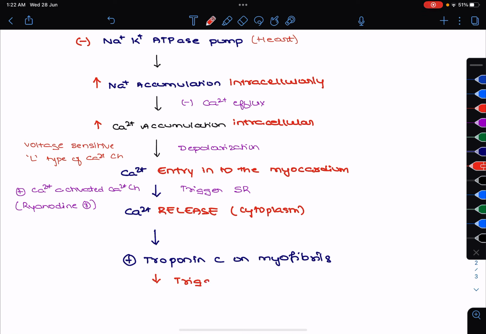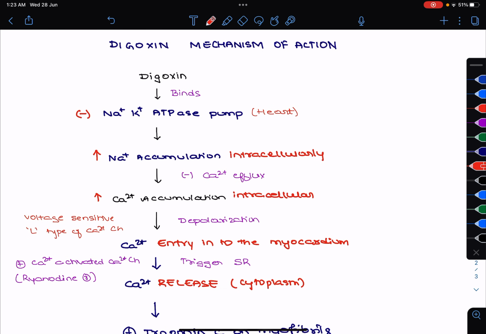This will trigger the contraction of the myocardium. So this is the reason why digoxin is used in the treatment of congestive cardiac failure. In heart failure, they are helpful in terms of stimulating the myocardial fibers.